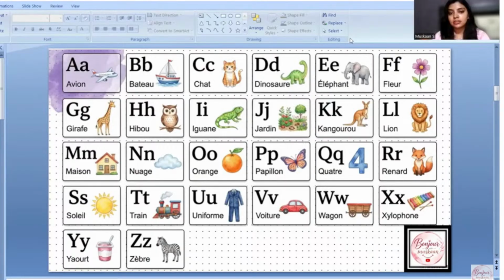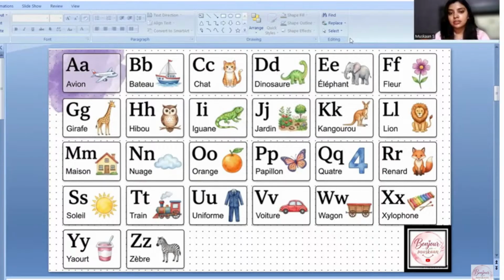Then H. H for hibou. Now I. I for igloo. Then what was this? G. In English we say J, so it is the opposite. G for jardin. Jardin. Now K. K for kangaroo.